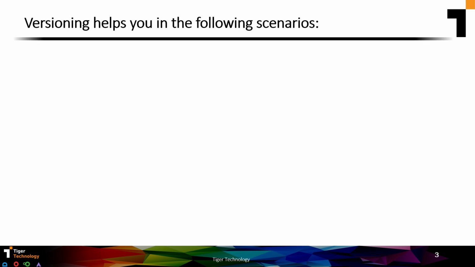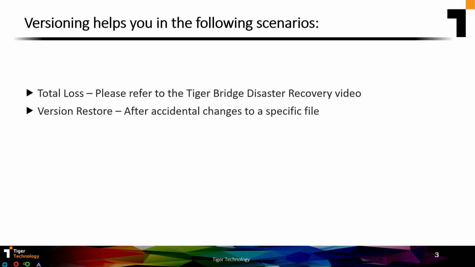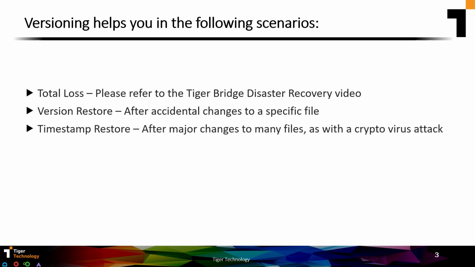The versioning functionality can help in different situations like total loss, which is covered in another video. File version restore, like an undo button, but after closing and saving the file. Timestamp restore, which is specifically useful after attacks that alter a lot of files. You can restore the previous good version of all of them easily. And last but not least, it can be used as a recycle bin even for files that have been permanently deleted.